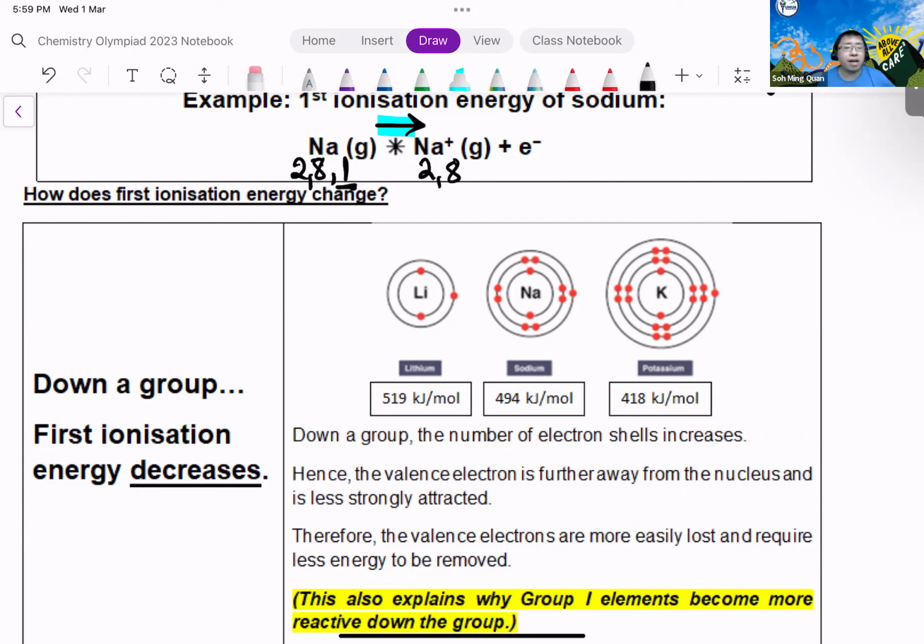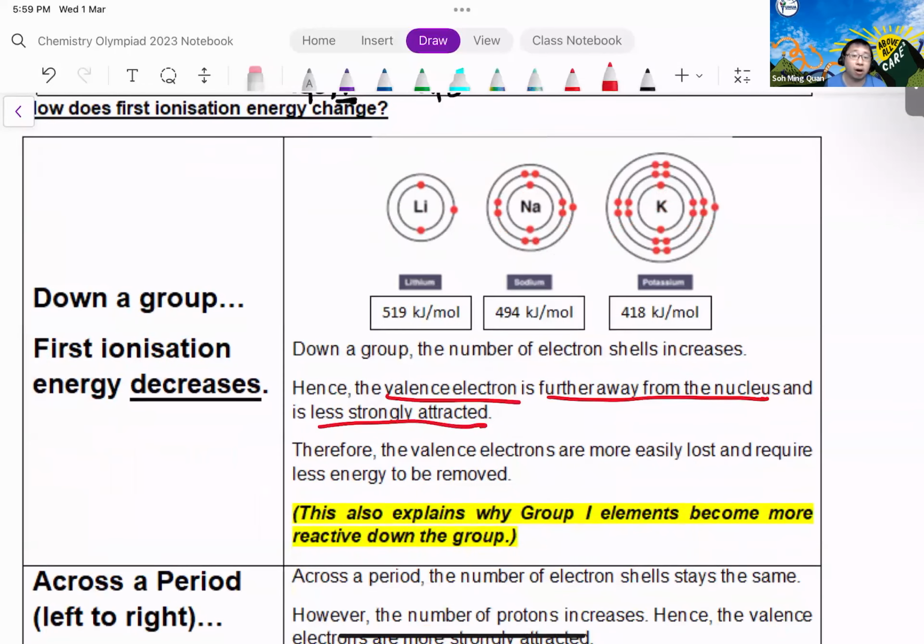So what can you say? As you go down the group, the number of shells will increase. As a result, the valence electron is located further from the nucleus. That makes perfect sense. If there are more and more shells, the valence electron must now be further away from the nucleus. Further away, so less strongly attracted. And so the electrons are more easily lost and require less energy to be removed. Hence, the first ionization energy decreases.